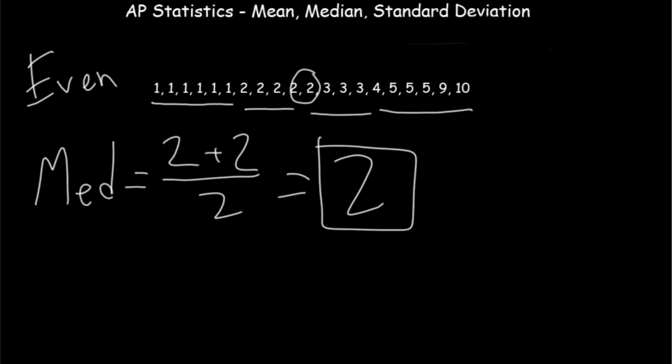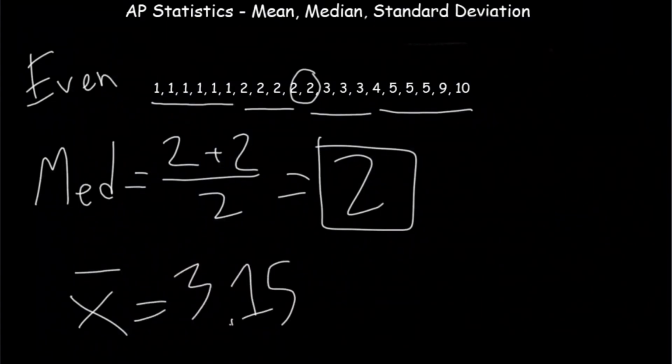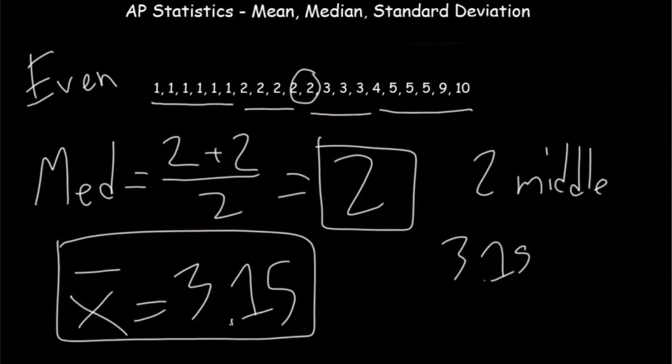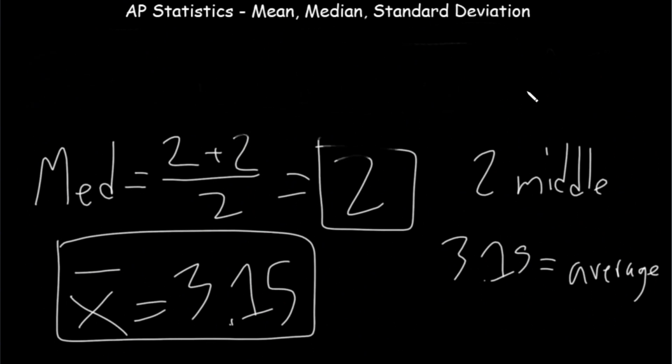And this is actually the same distribution we had for calculating our mean. So our mean is still going to equal 3.15. So what does this mean? Well, this means that 2 is in the middle of our distribution, whereas 3.15 is pretty much the average amount of goals in our data set. That's basically the difference between the two.